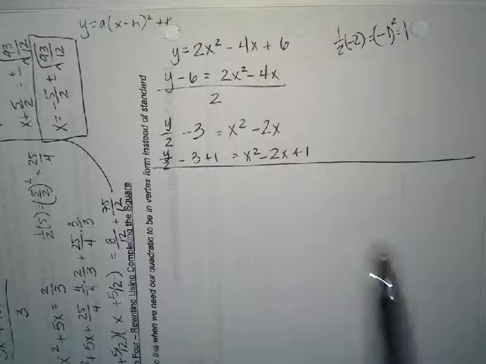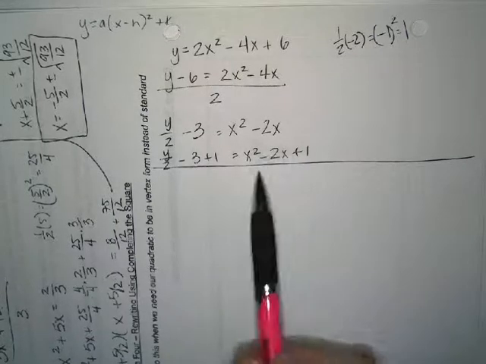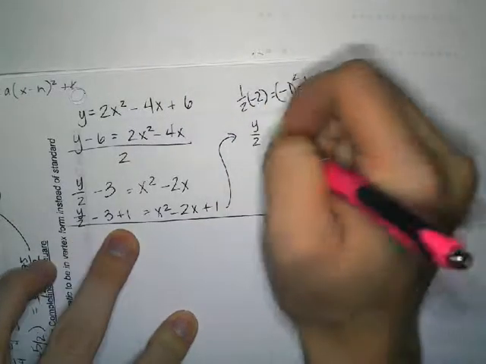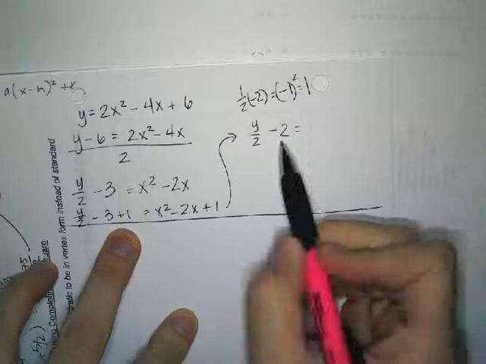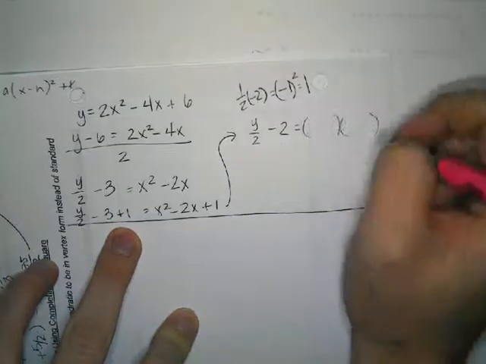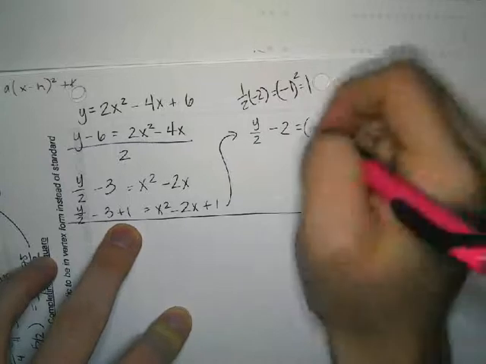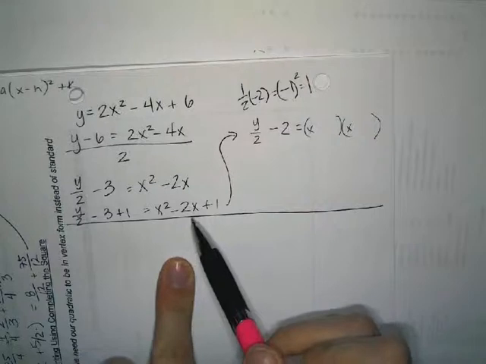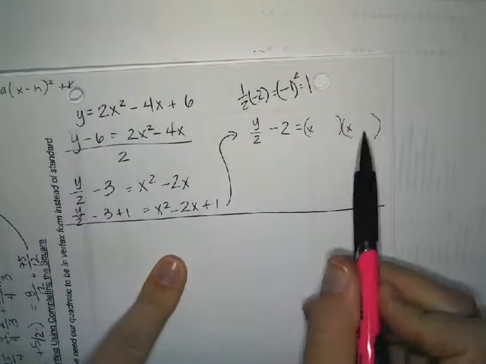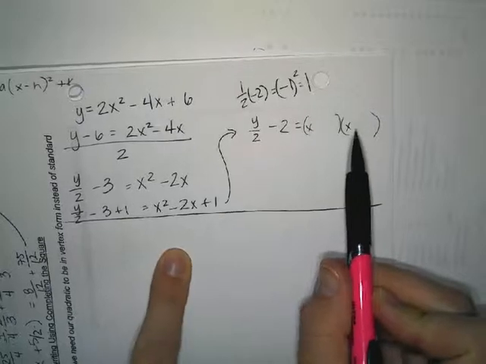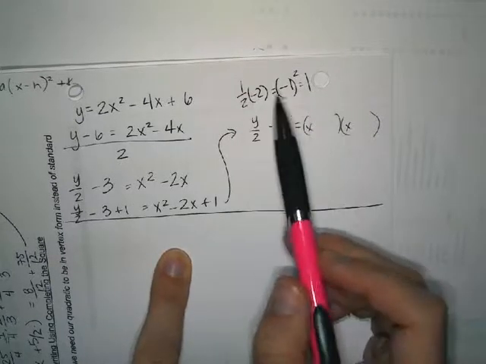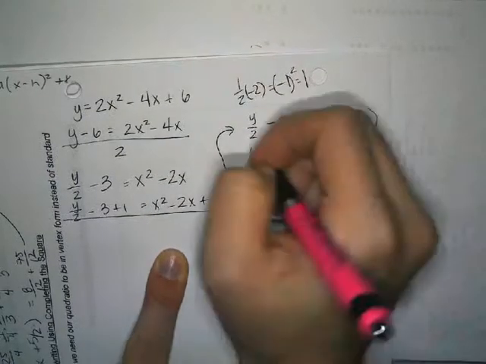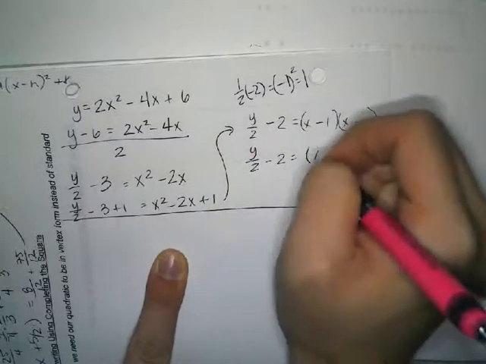Okay, this sets me up to factor the right-hand side. I'm going to simplify this a little bit. Negative 3 plus 1 is negative 2. When you factor the right-hand side, we need two numbers that multiply to get 1 and add to get negative 2. And those two numbers also have to be whatever half of b was. What was half of b? Up here. Half of b was negative 1. So negative 1, negative 1. Okay, so I can write that as a squared binomial.